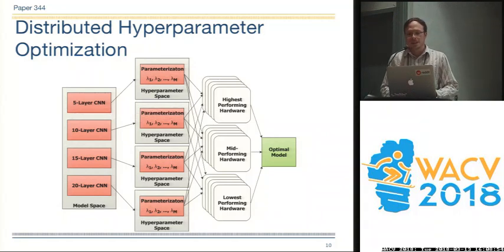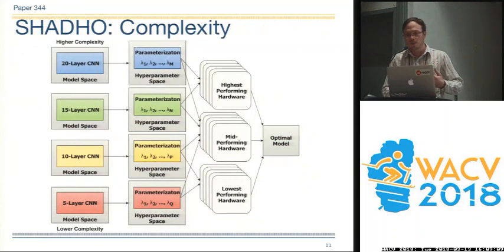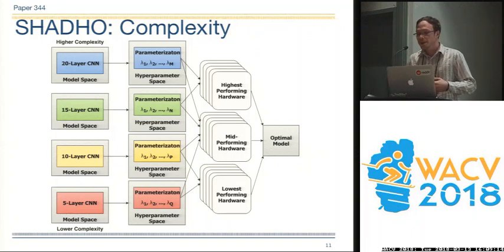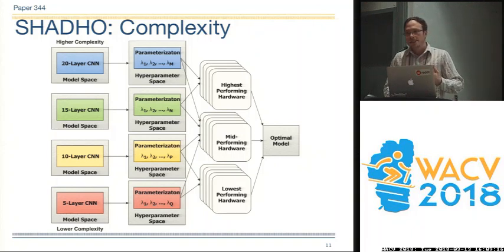Returning to the distributed hyperparameter optimization, typically we just distribute these models to the first available hardware. But our framework SHADHO implements those two heuristics, and the way that the search proceeds is it initially ranks each model in the search by its complexity. So the highest complexity models are sent to the highest performing hardware, lowest complexity models are sent to the lowest performing hardware, under the assumption that a greater complexity means greater running time.